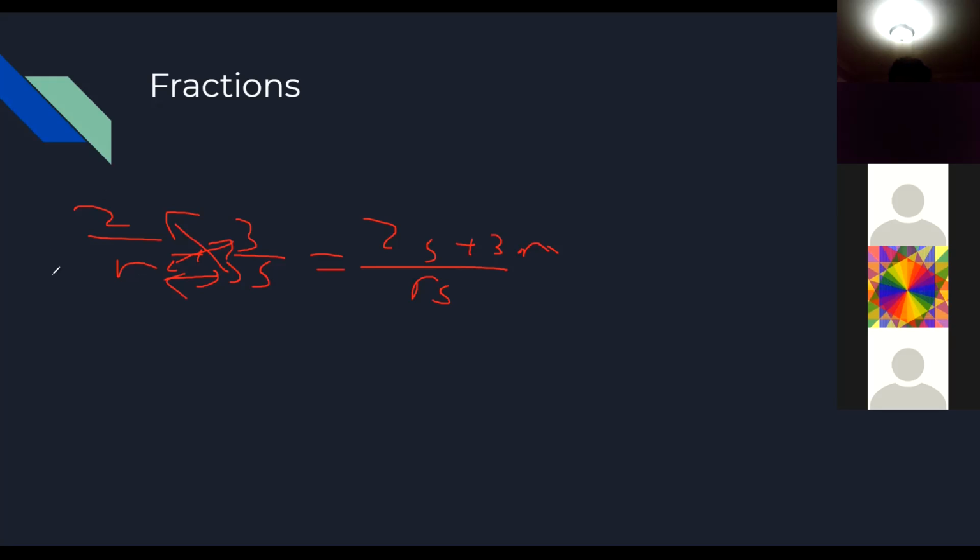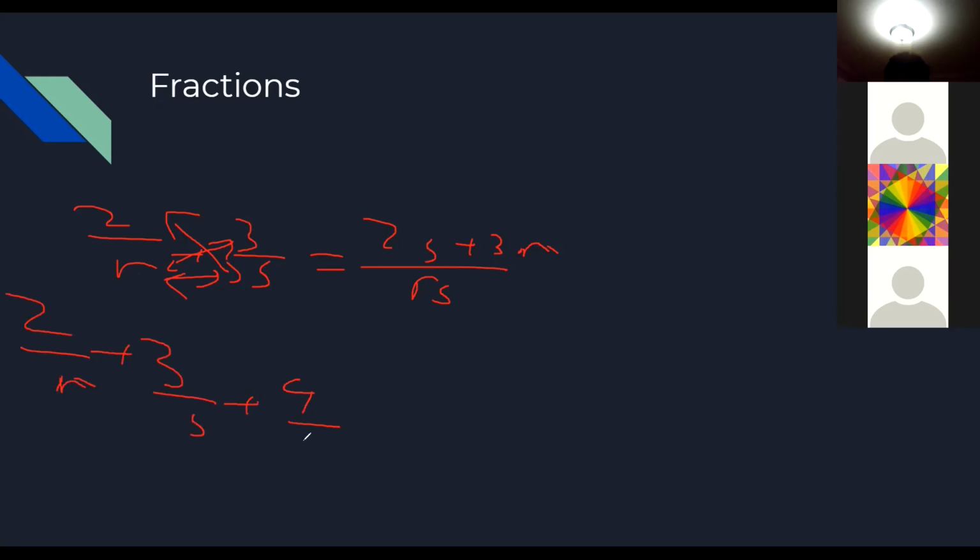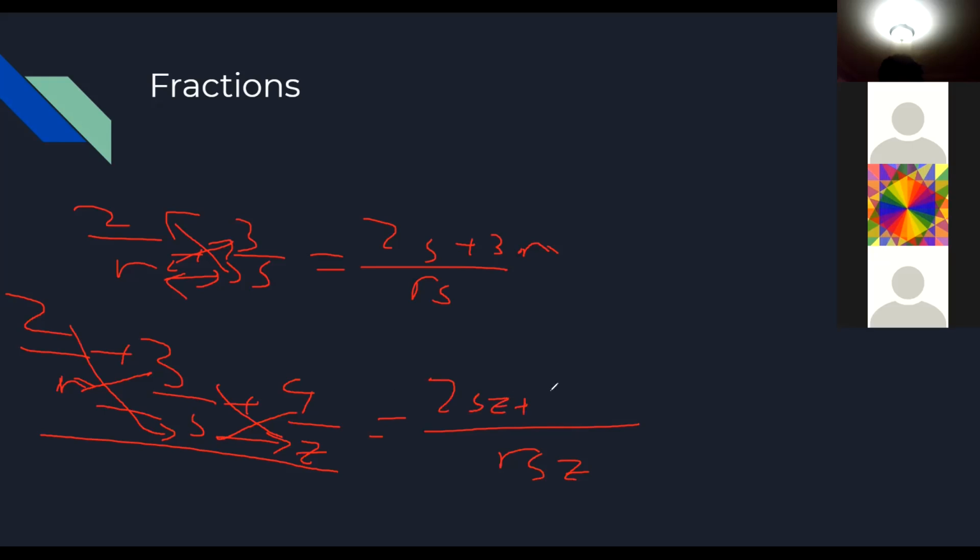And if there was a third fraction, z, then 2 would be multiplied with s and z, and the bottom would be r times the product of the denominators. 3 would be multiplied with r and z, 4 multiplied with r and s. So 2sz plus 3rz plus 4rs. If there were a common factor, we would cancel it out, but there aren't.